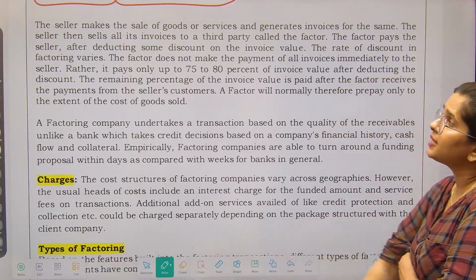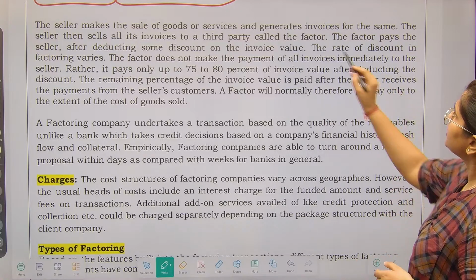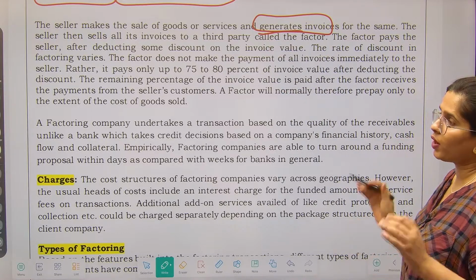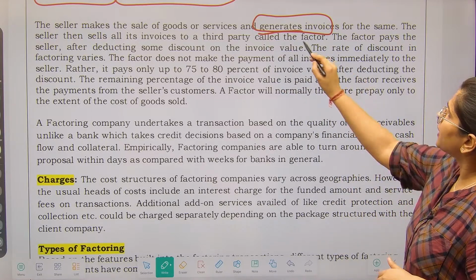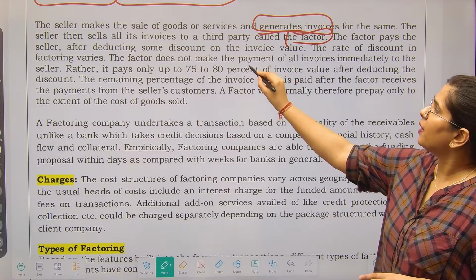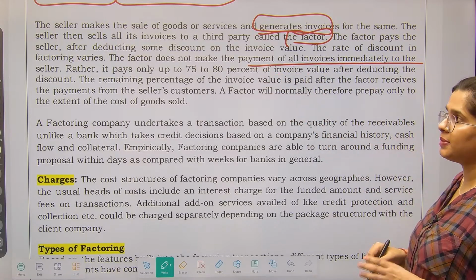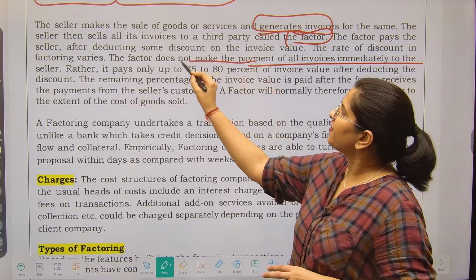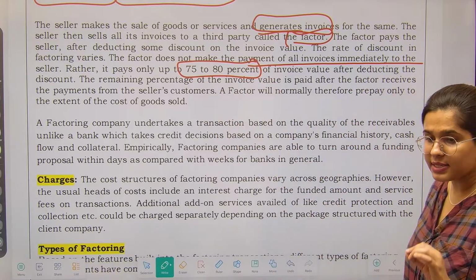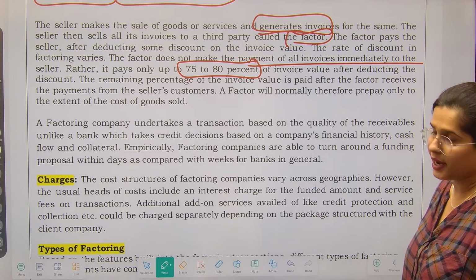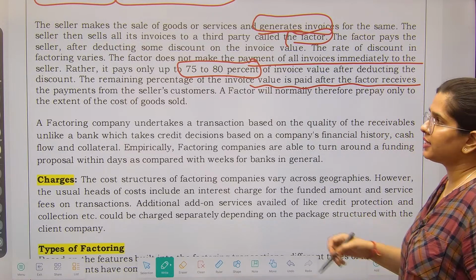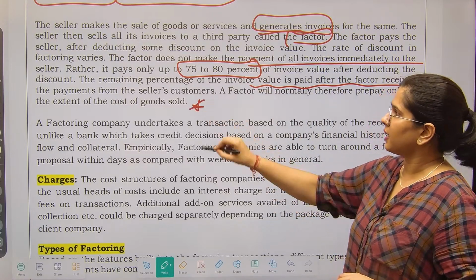See, so what does the seller do? He sells the goods, he generates invoices, right? He sells these invoices combined to a particular third party called the factor. The factor does not make the payment of all invoices immediately. It pays 75 to 80% of the invoice value. It deducts some amount of discount, right? The remaining percentage is paid after the factor receives the payment from the seller's customer.